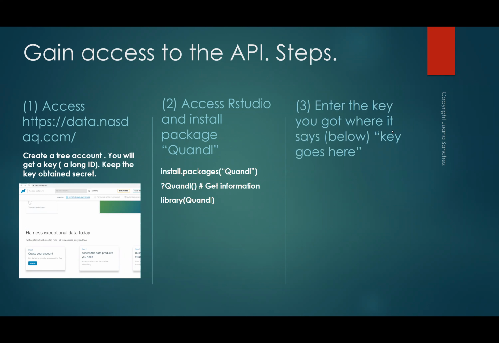Third, you will enter the key that you got where it says "key goes here". The function you will use to enter the key is Quandl.api_key. And then you enter your key, not your name, that you obtained when you created your account in this website. These steps are very important because they are the steps that will allow you to access the time series in the databases that are given to you with the free account.